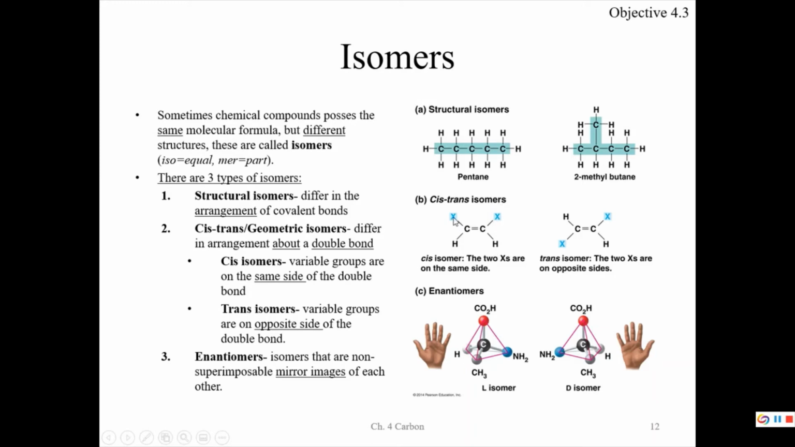We have these little X's on the same side as the double bond. Here they switch. Here we have some same constituents, but again, some different handedness. Now, these are all isomers. Structural isomers, we just arrange the covalent bonds differently. Arranging covalent bonds differently. For example, pentane.